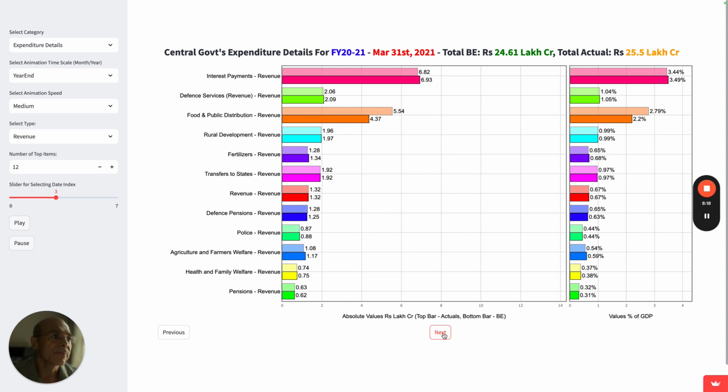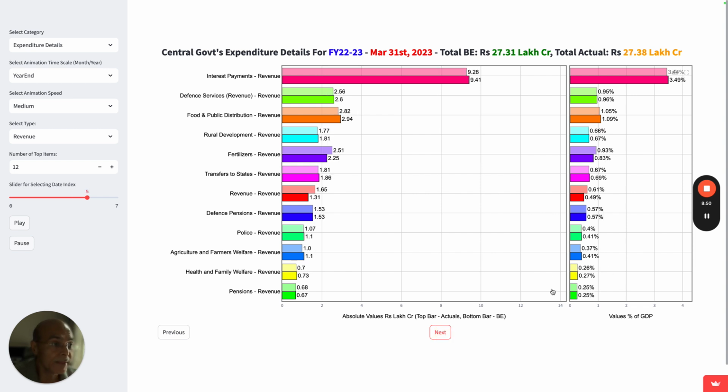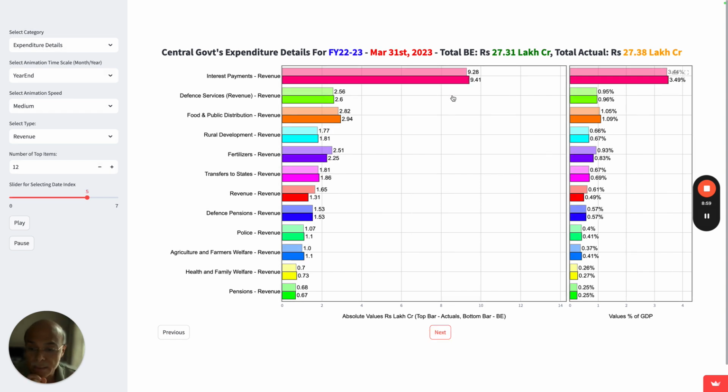So let's do next. Now there has been a decrease. The interest payment number fell back to 3.41% and the pension numbers have also decreased. The defense pension, as a percentage of GDP, is 0.5%, and the central government employees pension is now 0.28%. Now if I do next, again there has been a decrease, but this number is increasing. So let's do previous, and if you see here, there has been an increase. So interest payment is a bigger concern than pension.